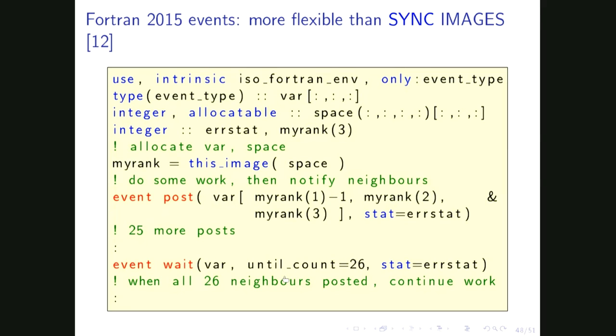The advantage of events over, say, sync images is that an image does not need to know who posted, only that some images have posted. It just tracks the counter here of 26. And this limits synchronization requirements somewhat to really what is absolutely necessary. Open coarrays already support events, but no other compilers do. So we are tentatively looking at implementing this feature in CGPACK in the near future.